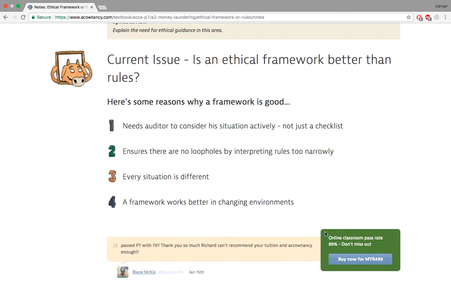Okay, so ethics basically are not rules. They're a framework that you should follow, not need to. You should follow them, right? You shouldn't lie. That's a framework. That's an ethical thing to do. You shouldn't steal.